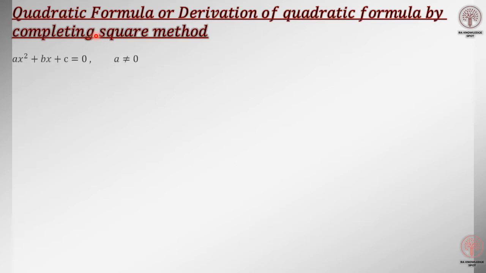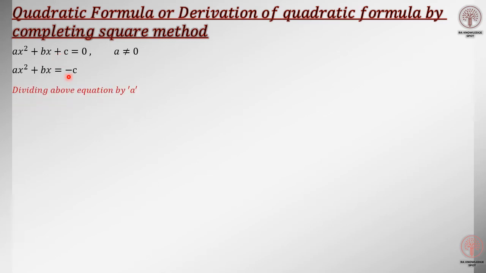Now, from where do we have to start? We have to start from the standard form. This is the standard form of the quadratic equation. In the completing square method, you just have to shift this positive c to the other side, that is, negative c. Now, as you know that a is not a perfect square, we have to divide the whole equation by this a. After division, the a cancels with this a, and we are just left with x square and the other terms.